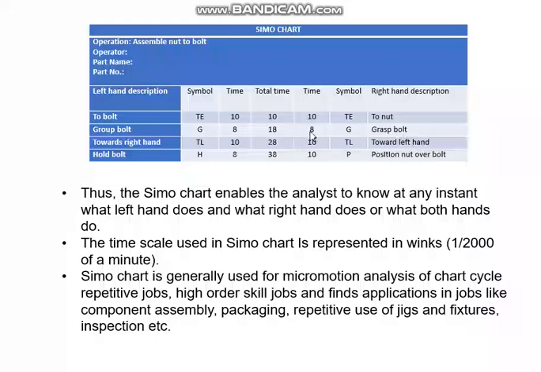8 wings are required for both. So this is the cumulative time. Cumulative time is, say, the greater of these two is 10. Now the greater of these two is 8. 8 plus this 10, 10 plus 8 is 18. Like this it will go. Okay.